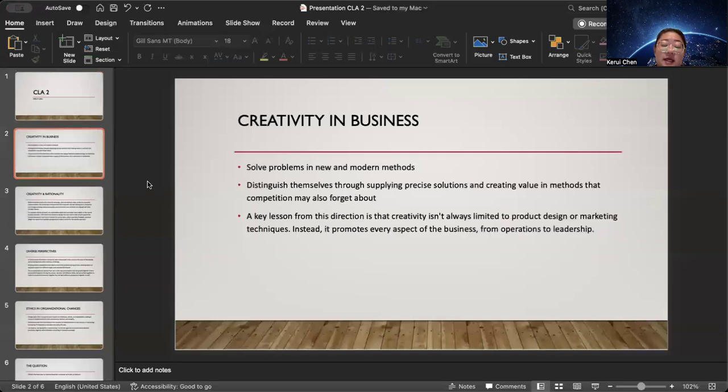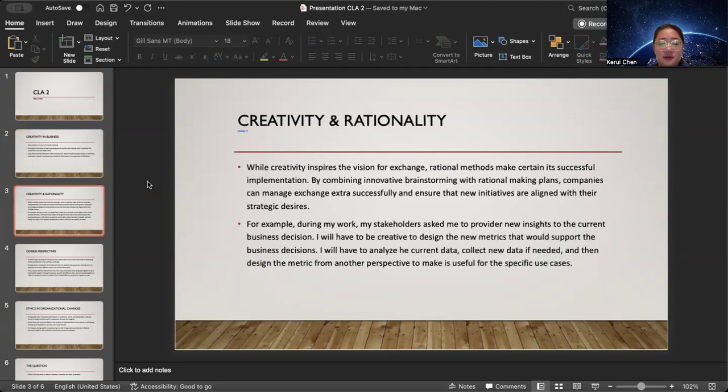We talked about in class about solving problems in new and modern methods, and this is how we distinguish them. The company distinguishes themselves through supplying precise solutions and creating values in methods that the competition may also have forgotten about. A key lesson that I learned from this direction is that creativity isn't always limited to product design or marketing techniques. Instead, it promotes every aspect of the business from operations to leadership.